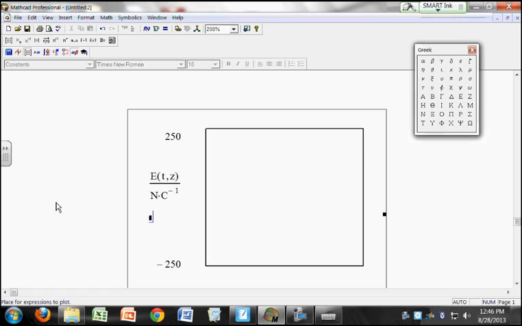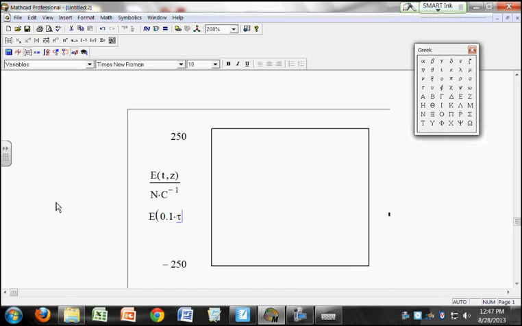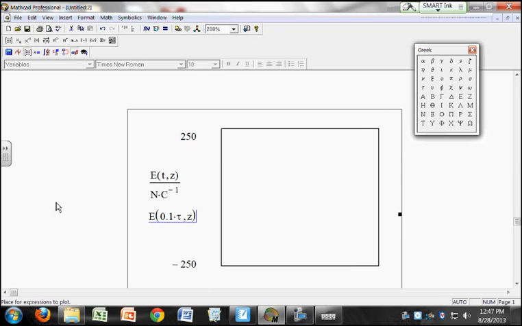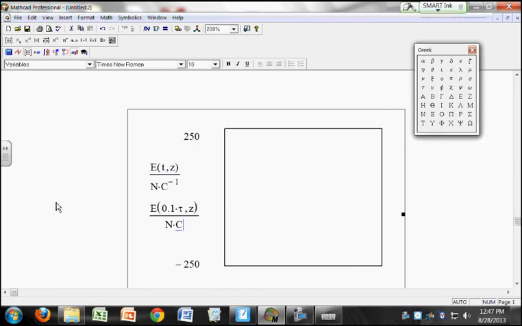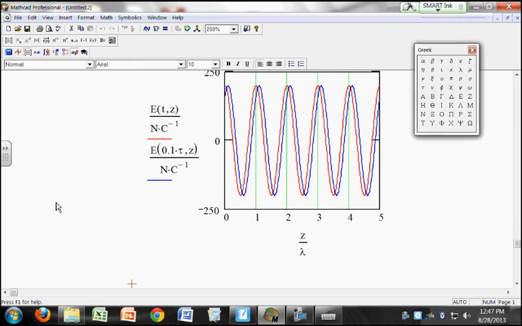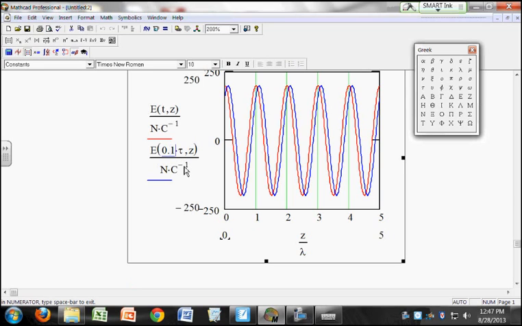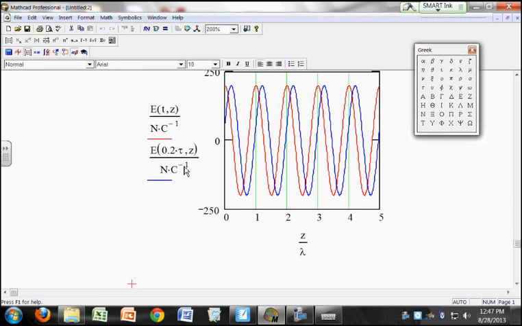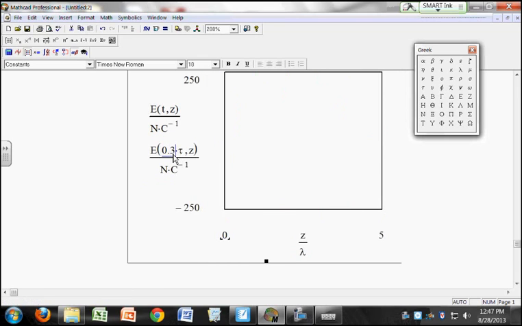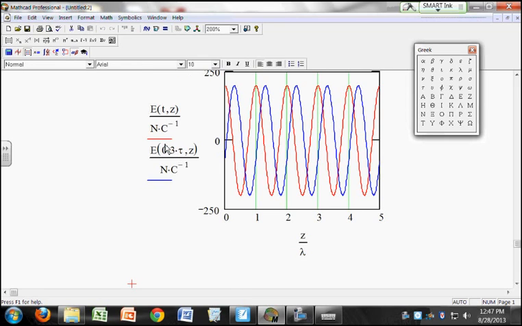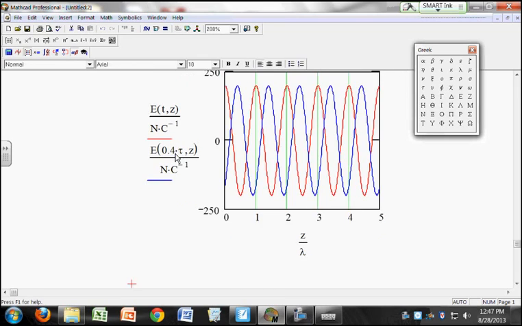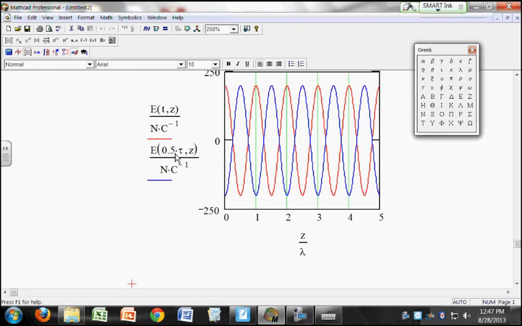So this time I'm going to type E, open parenthesis, 0.1 times tau, comma Z, over newtons per coulomb, and you can see that's what happens. What will happen if I make it 0.2 tau? It advances further. 0.3 tau, it goes even further. 0.4 tau, even further. 0.5 tau, it's halfway.